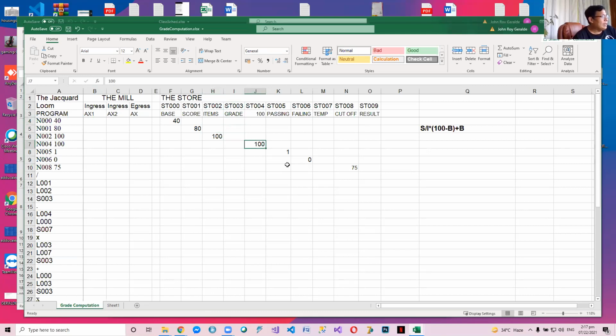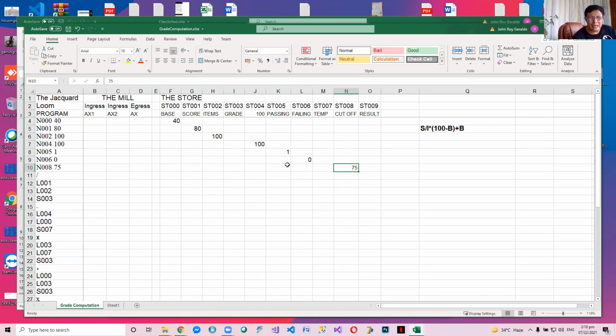100 will always have to be there. You can also use an S later, but for the moment, we'll just store it here. And we will have passing as 1, which we'll store in column 5, and failing as 0. What we will do is compute the grade and find out if it's passing or failing. The result for passing and failing is here, and the cutoff is 75. 75 up will be passing. 74 below will be failing. Do you follow, everyone?